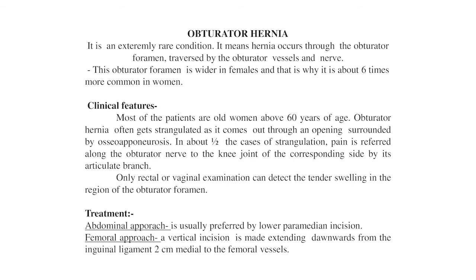In about half of the cases of strangulation, pain is referred along the obturator nerve to the knee joint of the corresponding side by its articular branch. Only rectal or vaginal examination can detect the tender swelling in the region of the obturator foramen. Now the treatment: operation should always be performed as strangulation is very common. The abdominal approach is usually preferred, by a lower paramedian incision; in the femoral approach, a vertical incision is made extending downwards from the inguinal ligament, 2 cm medial to the femoral vessels.